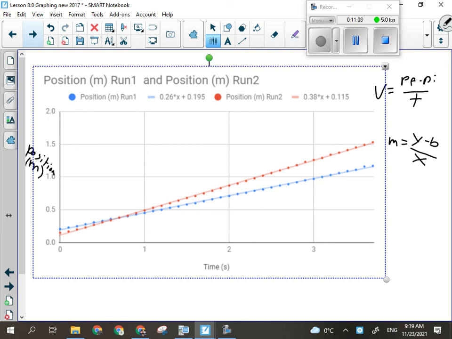I want you to calculate the final position of each object after 20 seconds. Calculate the final position of both objects after 20 seconds.